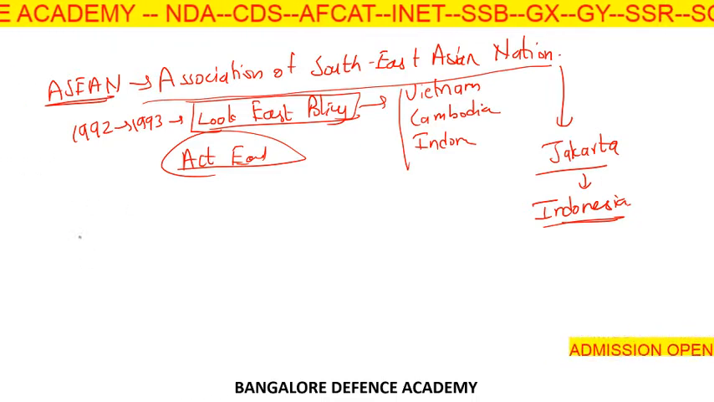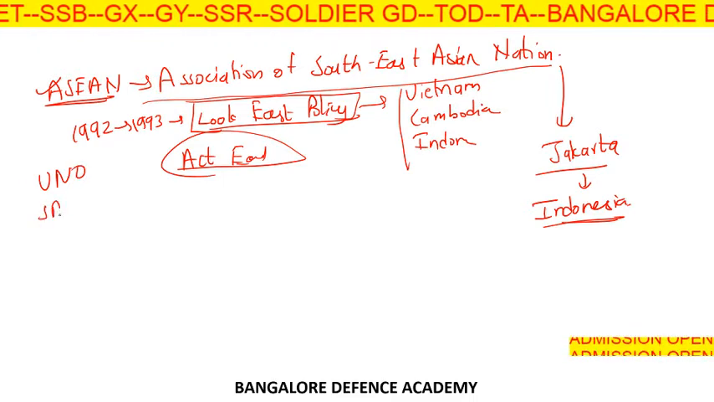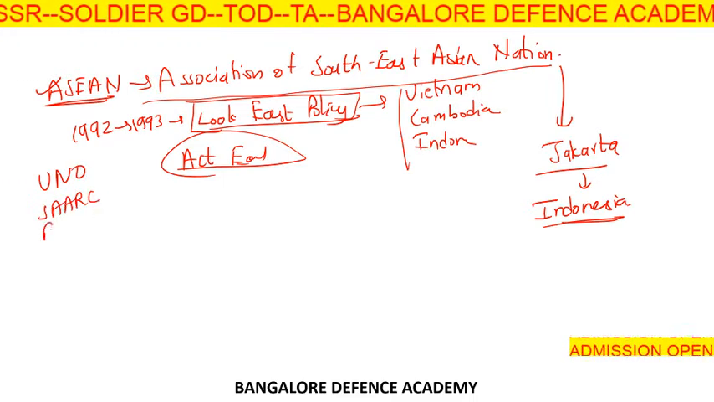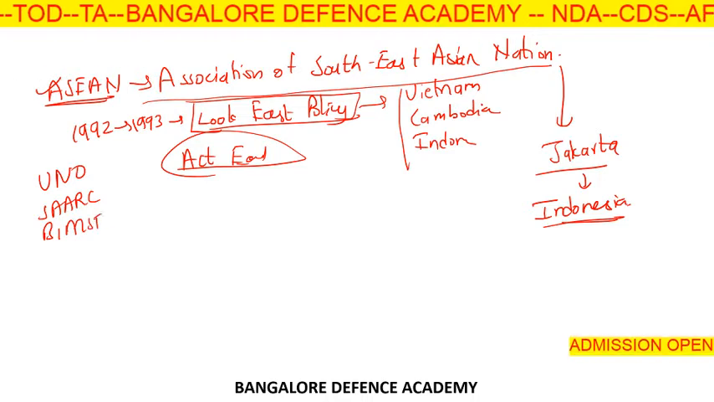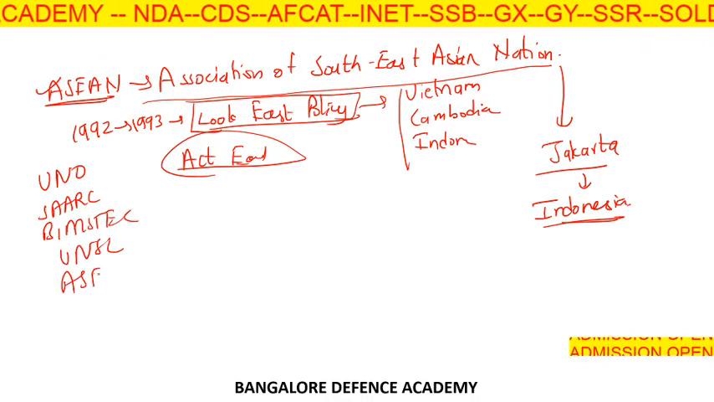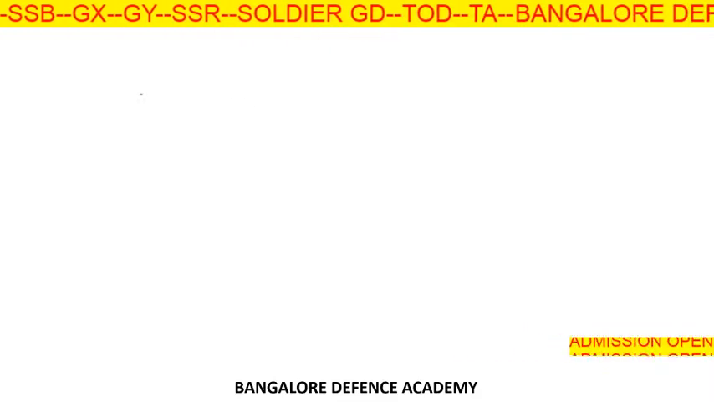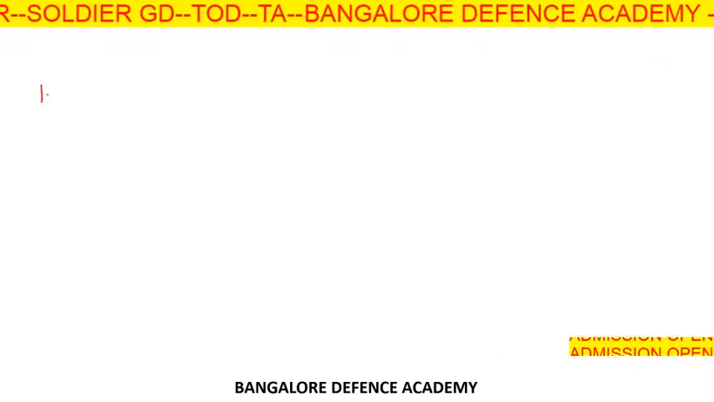Have patience. So we have discussed UNO. We have discussed SAARC. We have discussed BIMSTEC. We have discussed the United Nations Security Council, and we have discussed ASEAN. These are the things we have discussed till now. Next, we will see something called IAEA.